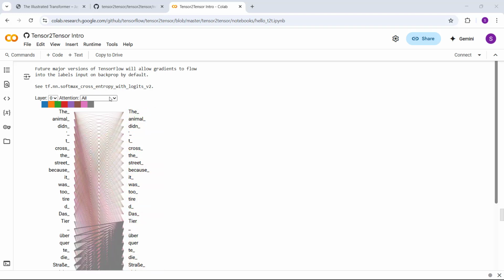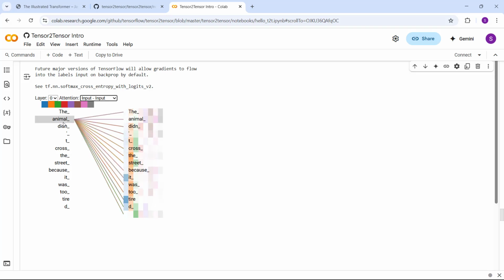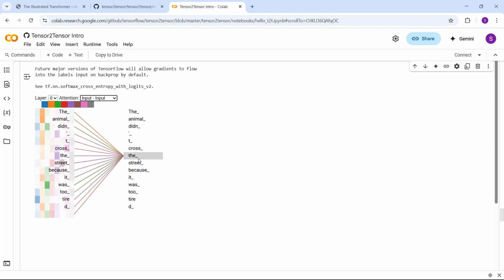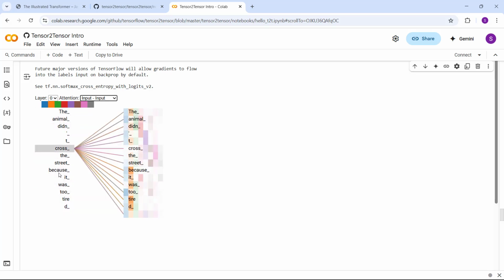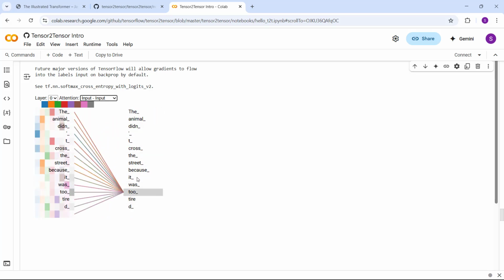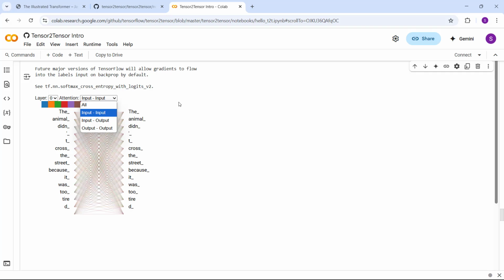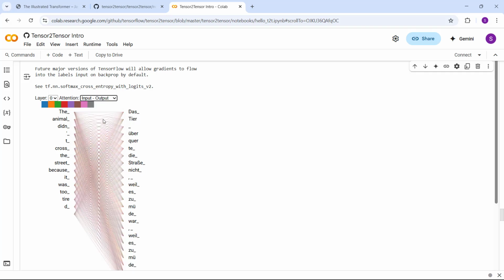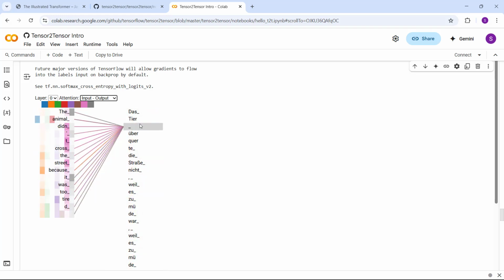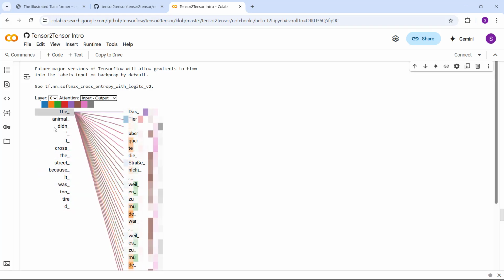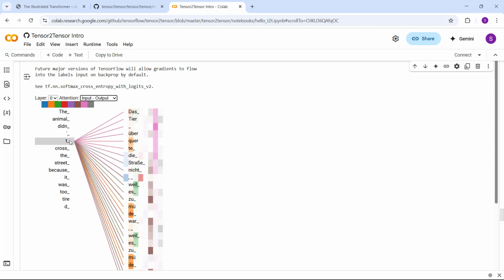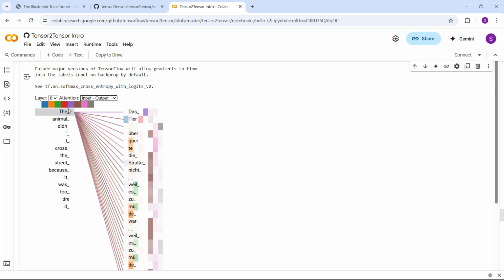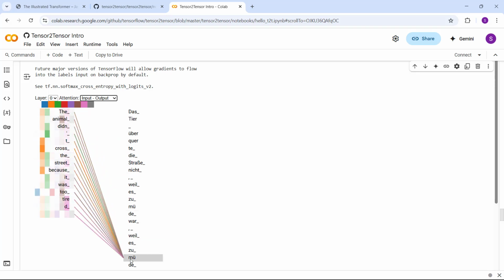If you see here in the attention, you have input input, input output, and output output. Input input means encoder self-attention, that is each word with respect to each other word. That is the relationship between each English word with respect to each other English word. That is input input, which is encoder. And input output means encoder decoder attention, that is English to German.